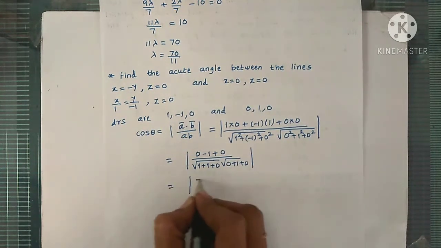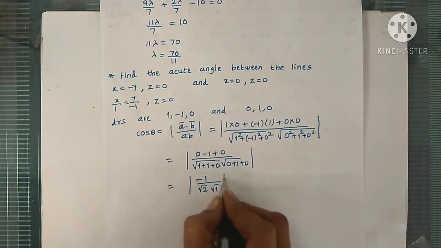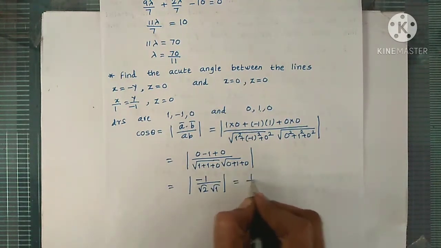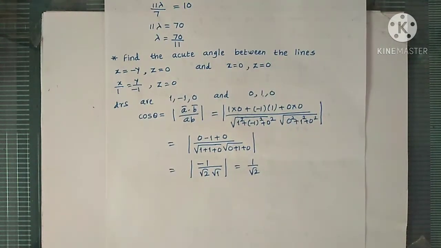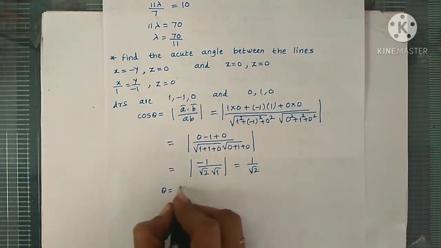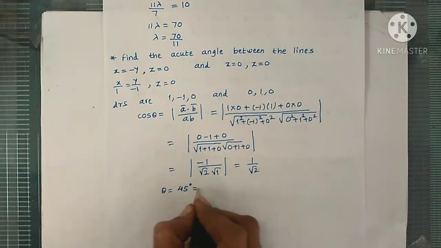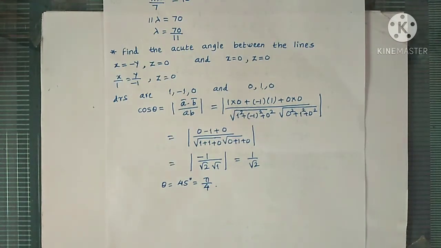So it is modulus of minus 1 divided by root 2 root 1. So taking modulus and taking root 1 equal to 1, multiplied by root 2 is root 2. So we have cos theta equal to 1 by root 2. That means theta is 45 degrees or pi by 4 radians.